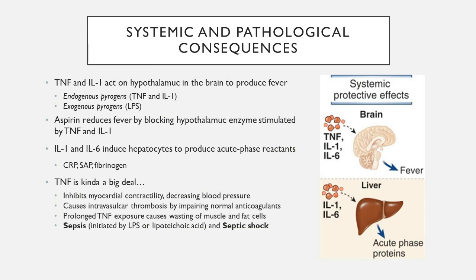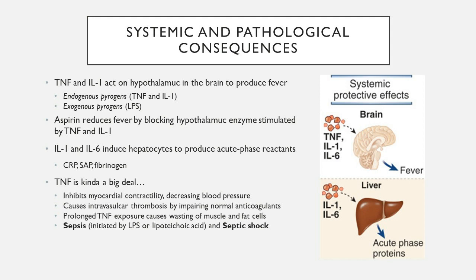Now, while inflammation certainly has important roles in the defense of our body, there are also systemic and pathological consequences to inflammation. So for instance, TNF, that's TNF alpha again, and IL-1 both act on the hypothalamus in the brain to produce fever. Because of this, they're known as endogenous pyrogens. Pyrogen means to induce fever. This is to contrast them with exogenous pyrogens like LPS. Now, an anti-fever agent like aspirin reduces fever by blocking the hypothalamic enzymes stimulated by TNF and IL-1. So while they don't act on these cytokines directly, they do so indirectly through the enzymes that are stimulated by these cytokines.